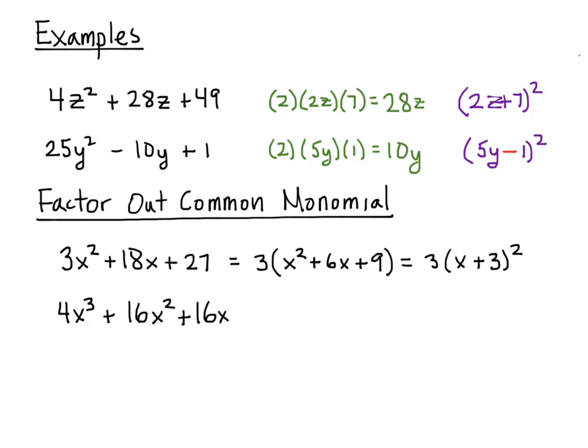Okay, so we'll look at this one. And here we have a higher degree, x cubed. Well, what's the common monomial factor that you want to take out here? 4x, okay. So we'll get 4x times (x squared plus 4x plus 4). And then how does that factor? Well, 4 is a perfect square, and x squared is a perfect square, so we take 2 times x, which is 2x, times 2 is 4x, so this turns out to be a perfect square as well, (x plus 2) squared.